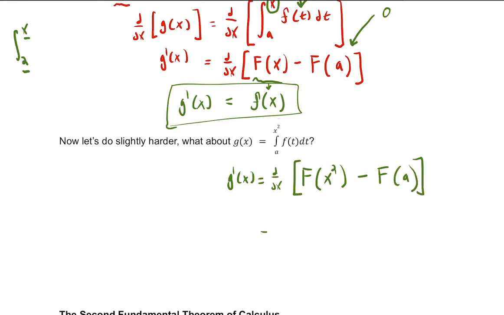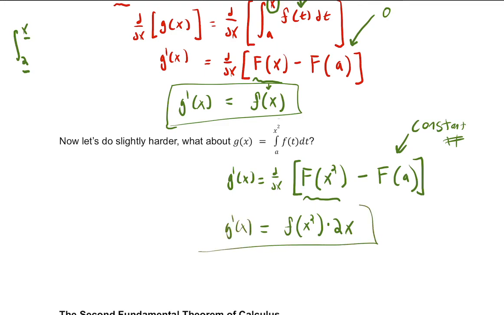And so what we have here, well, the derivative of capital F of x squared is lowercase f of x squared, chain rule, times 2x. The derivative of capital F of a, this is still just a constant number. This is a number. This is not a variable. And so what we have here is f of x squared times 2x.